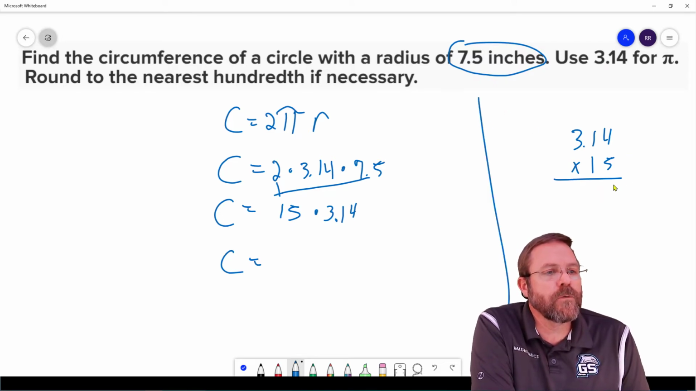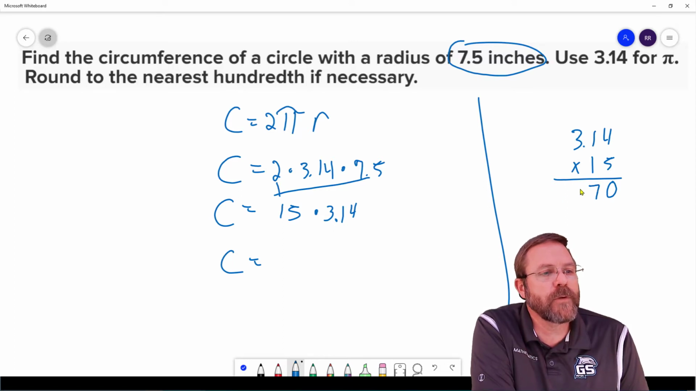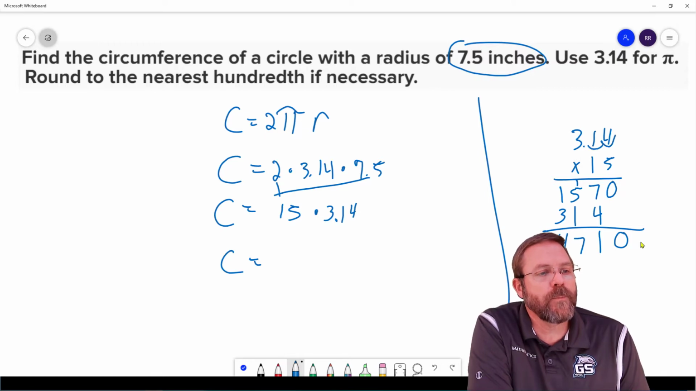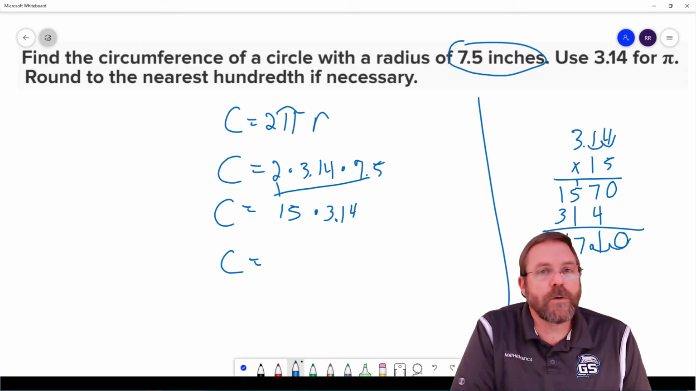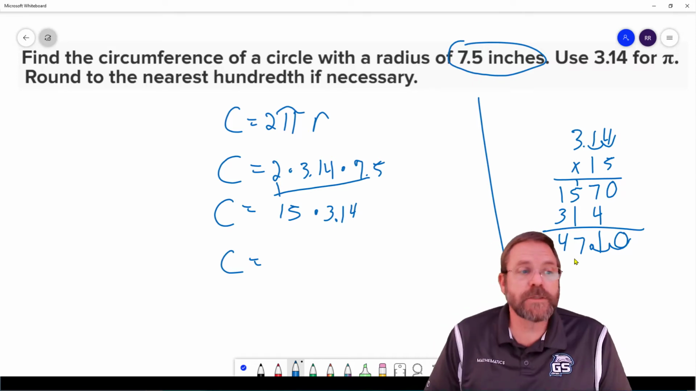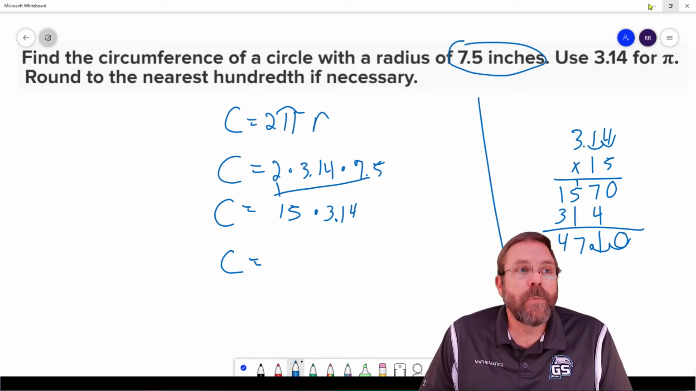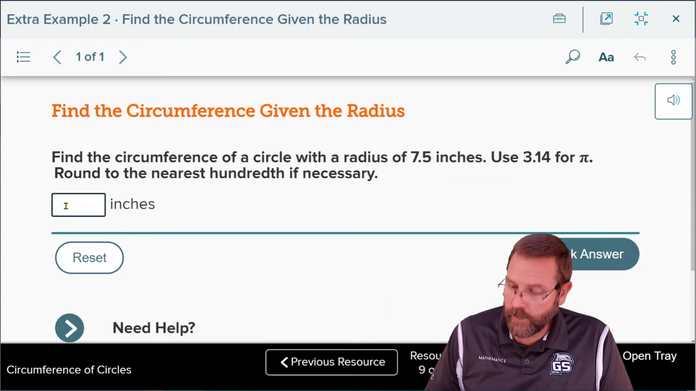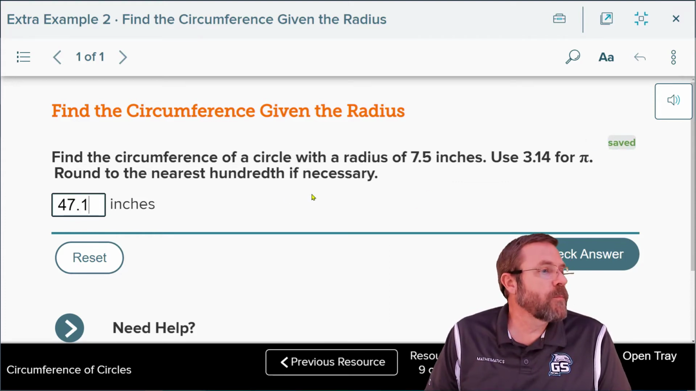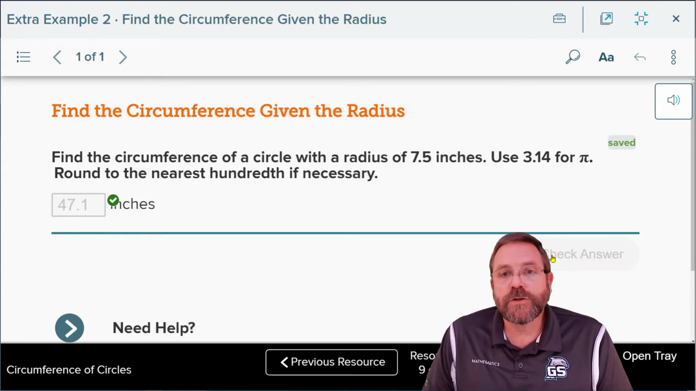5 times 4, of course, is going to be 20. 5 times 1 is going to be 5, plus 2 is going to be 7. 5 times 3 is going to be 15. And then we have 1 times 4, 1 times 1, and 1 times 3, giving us a 7, an 11, carry the 1, another 7, and a 4. We're going to bounce the decimal. So rounded to the nearest hundredths place, it's going to be 47.10, but we never leave that 0 on, so your final answer is going to be 47.1. Check it, and it checks.